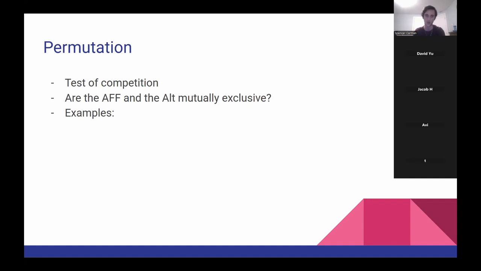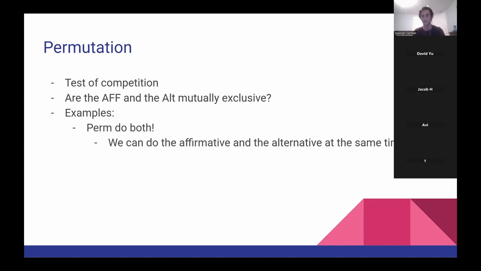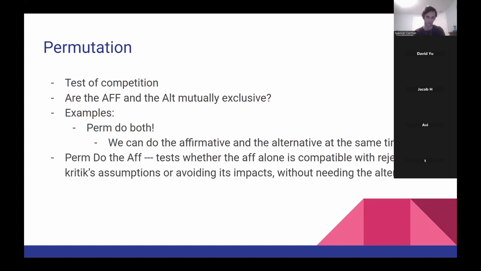So, some examples of the permutation. When on the affirmative, the argument you're making with the perm is that they are not mutually exclusive. First, perm do both. This is the most common permutation argument that you should be making basically every debate. What it says is that we can do the affirmative and we can do the alternative at the same time. So we can just do them together. We can do both. Another one is perm do the aff.